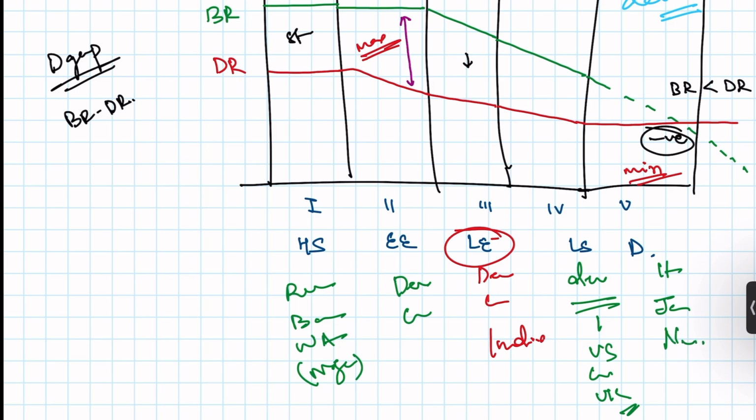So this is all about the demographic cycle. We will see the next topic, demographic indicators and age pyramids, in the next video.